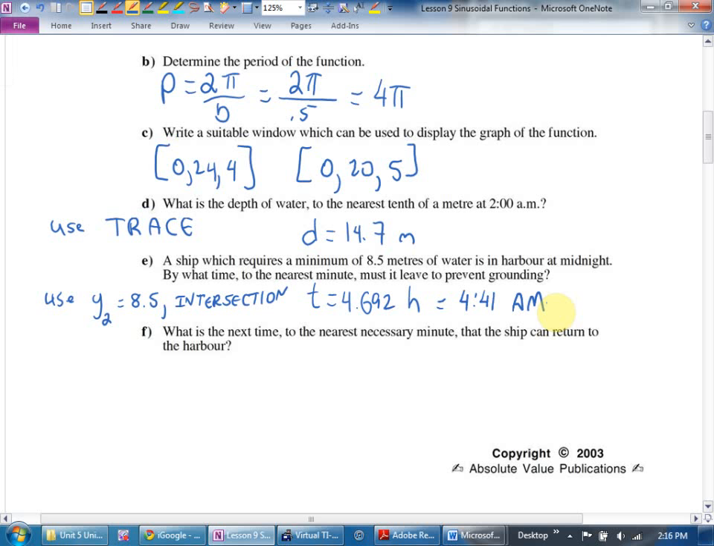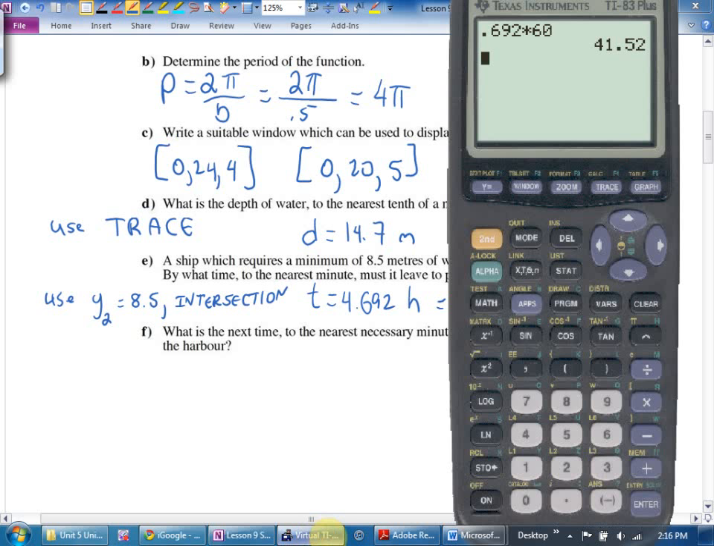In all honesty, this is probably multiple choice. F. What's the next time to the nearest necessary minute that the ship can return to the harbor? Then, isn't it? Because now the water's deep enough again. So, find that. Oh, and then change the answer to hours and minutes as opposed to decimals. I'll do it up here slowly. See if you can do it on your own.